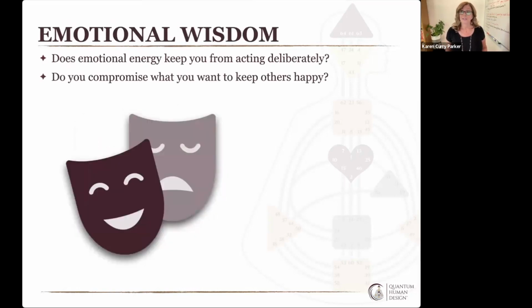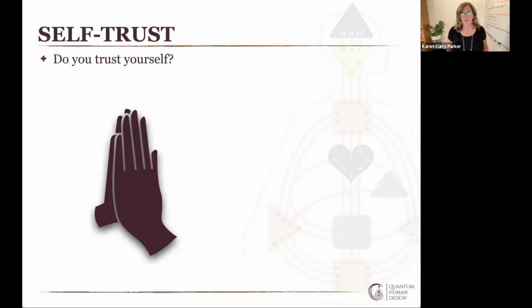The next resiliency key is emotional wisdom. If you have an open emotional solar plexus, that's about really getting honest about, do you compromise what you want to keep other people happy? If you have a defined solar plexus, this is about recognizing when emotional energy maybe keeps you from acting deliberately, or another way of saying that is when it makes you react, right? Do you trust yourself? Self-trust is another one. Do you trust yourself?